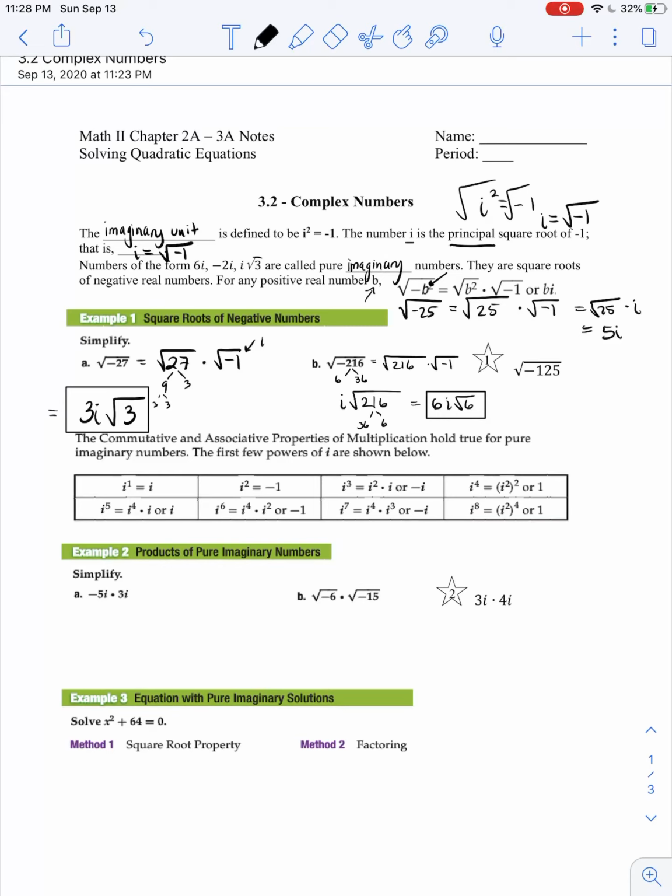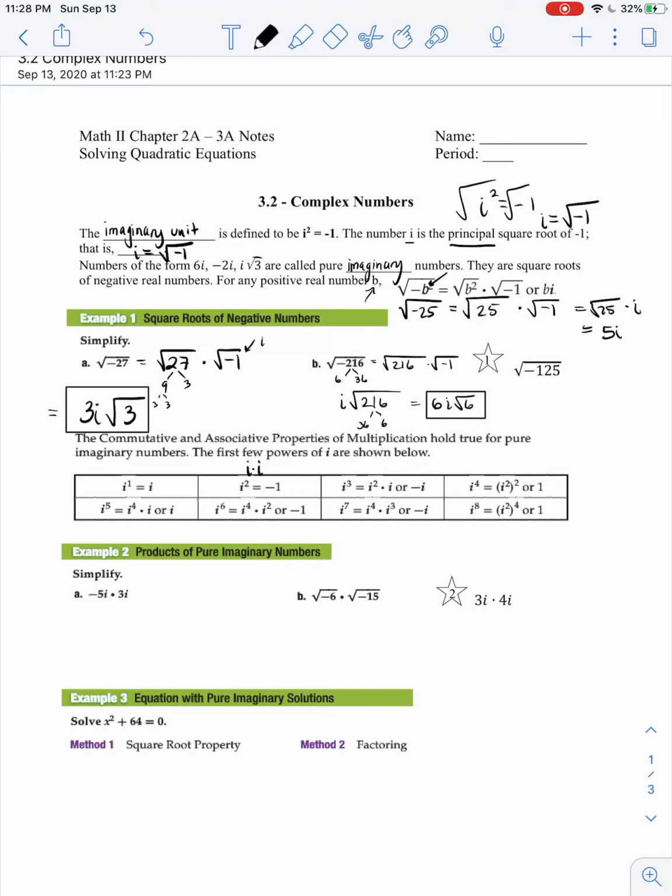Basically the commutative and associative properties, so that's looking at the ordering and the grouping of imaginary numbers, are the same as what we use for real numbers. And we're going to look at a few problems like this in the practice problems in class tomorrow. So we're not going to go too far into it now, but we are going to look at some tomorrow. So to keep it simple, i to the first power is just i.